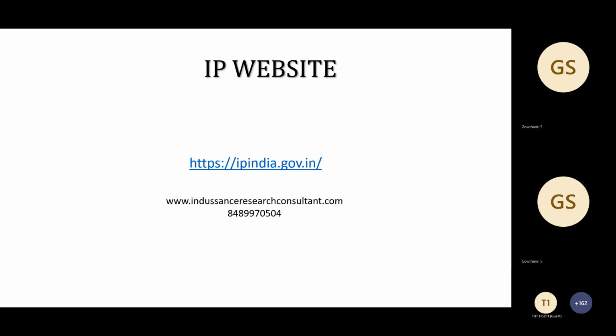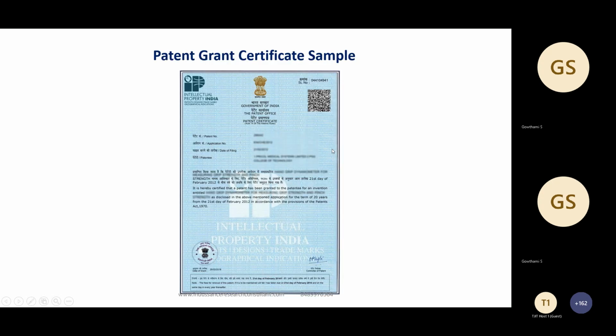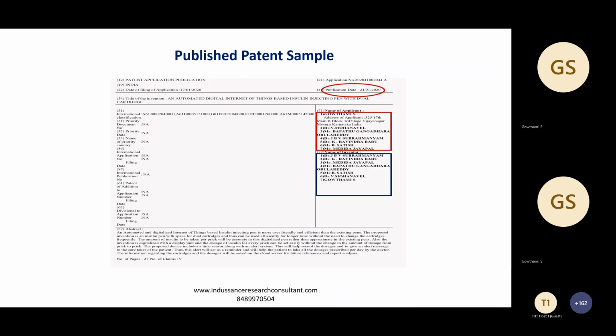I published a patent but did not receive a certificate. For publication, you will never receive any certificate, ma'am. Somebody is saying that they have published a patent but haven't got a certificate. No, the certificate is only issued after the grant of a patent. You have to process the application up to examination and grant, and only then will you get a certificate.